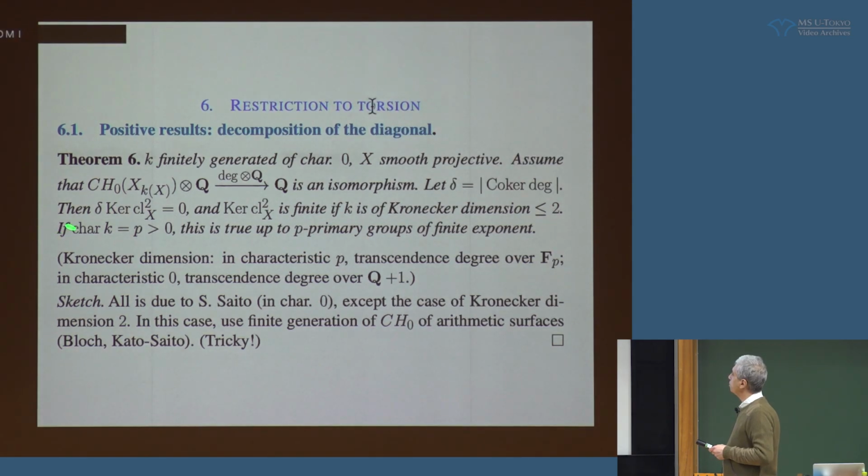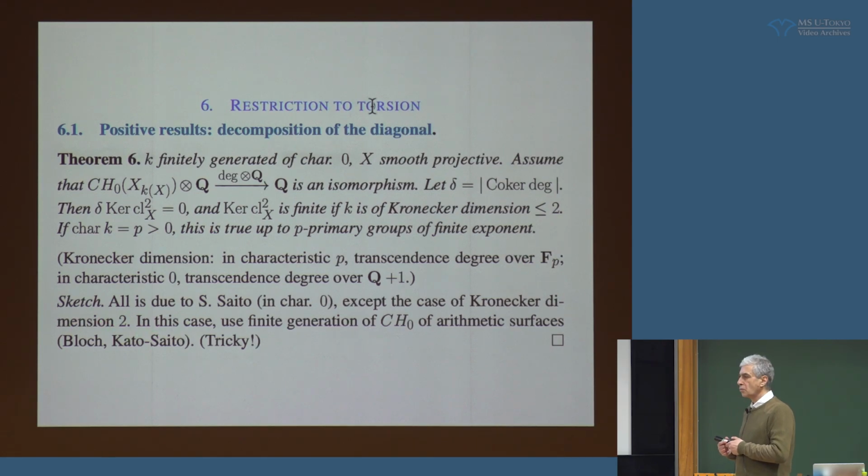And this was in characteristic 0, and in characteristic P, it's a bit annoying because you have to say it's the same thing, but up to some P primary groups. All of it is due to Shuji Saito, still in the same paper, except he does it when delta is 1, he shows that it's injective, and over number fields. So the add-on in this theorem is the case of Kronecker dimension 2.